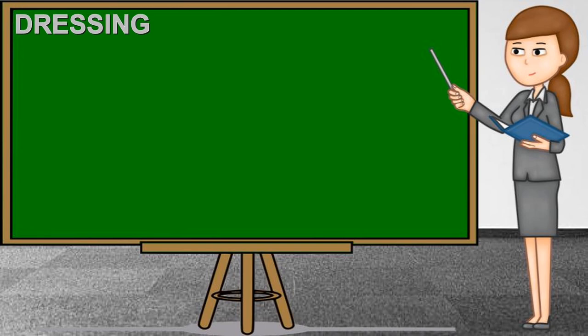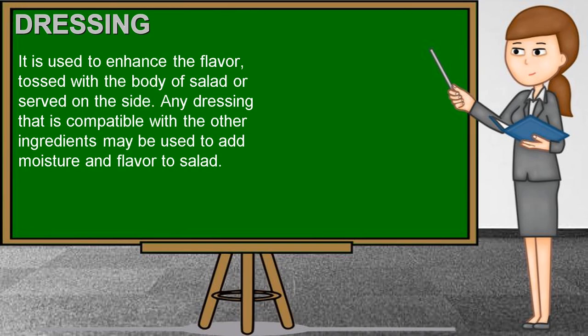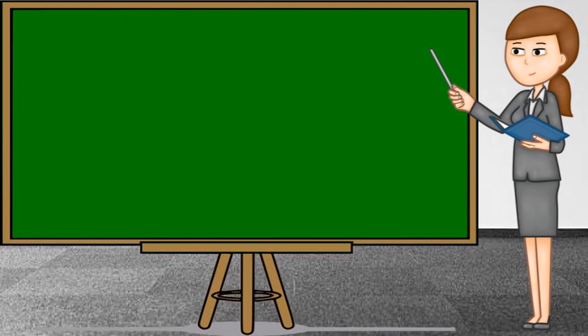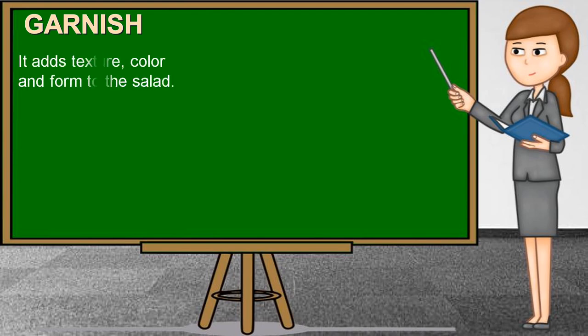Dressing is another component of salad. It is used to enhance the flavor. Toss it with the body of the salad or serve on the side. Any dressing that is compatible with the other ingredients may be used to add moisture and flavor to the salad. I have here an example of the different liquid dressings. And lastly, for the components of salad, is garnish. Garnish enhances the appearance of the salad while also complementing the overall taste. It also adds texture, color, and form to the salad.